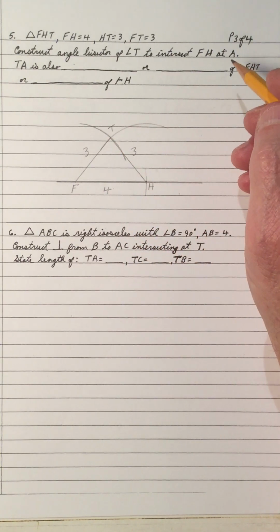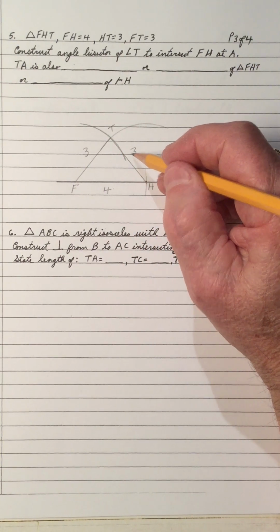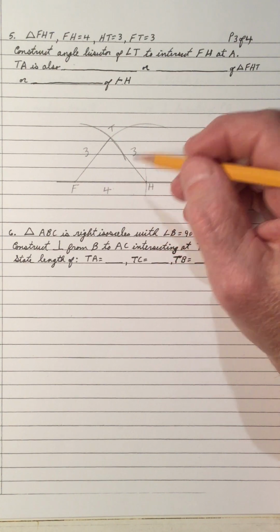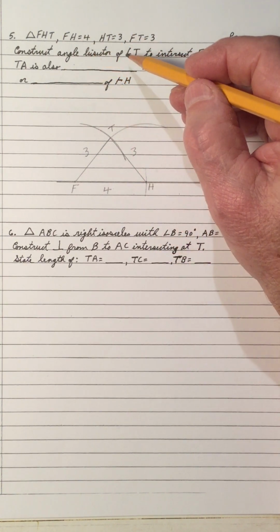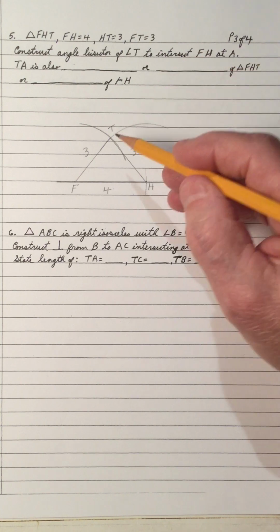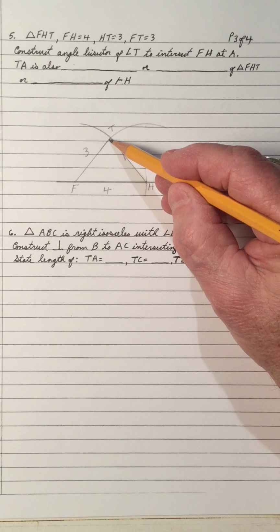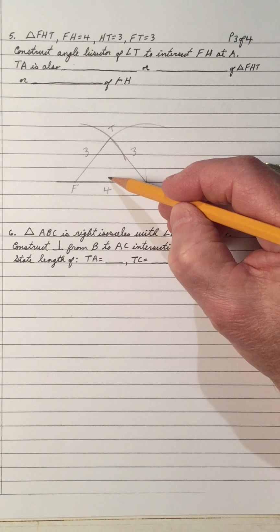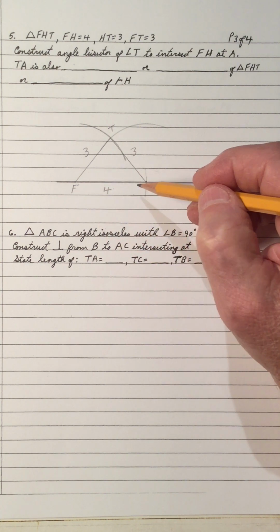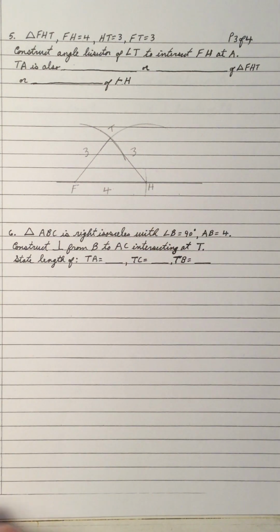Now, we have that done. Notice the triangle has 2 sides equal, so it's isosceles. It says construct an angle bisector of T to intersect FH at A. It will bisect the angle coming down here to intersect FH at A. So let's construct the angle bisector like we did just before.